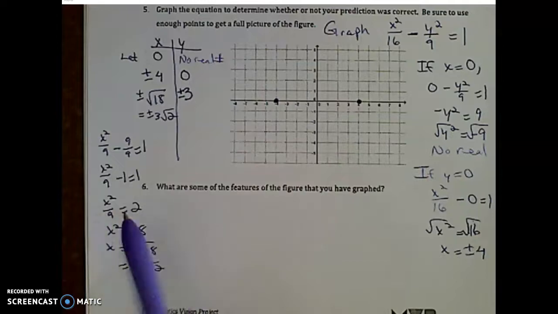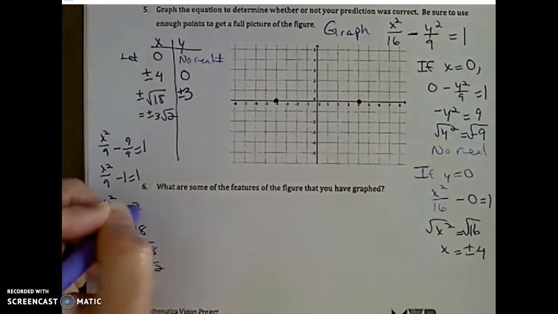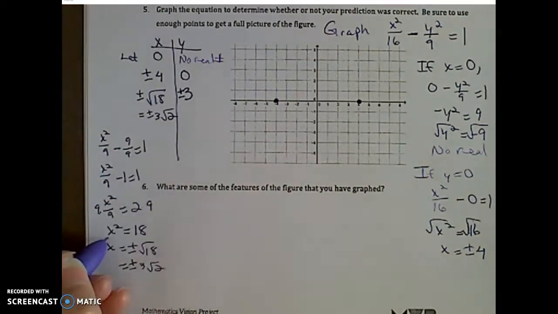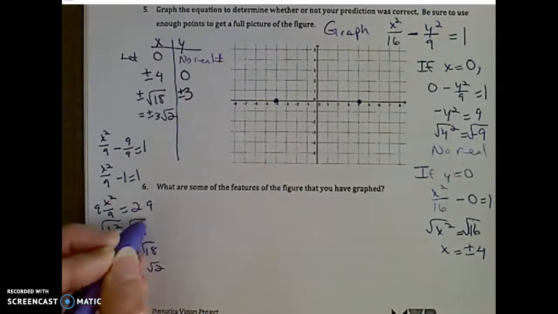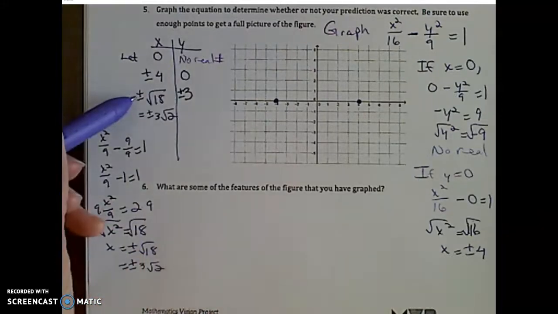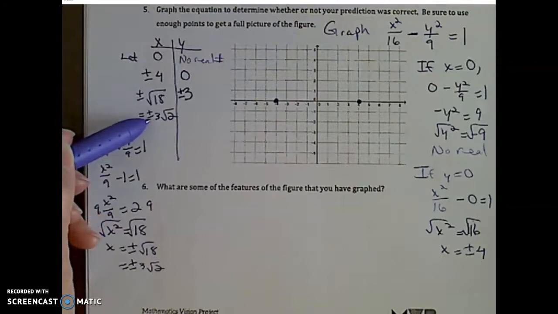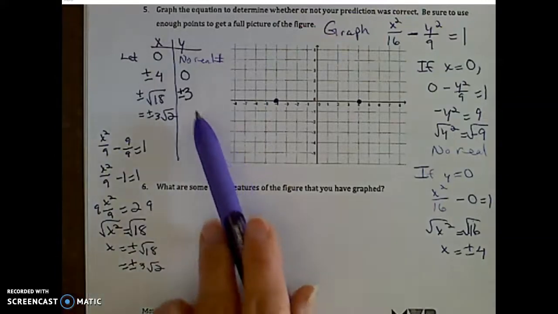Multiply both sides by 9. And I'm right here, that x squared is equal to 18. Take the square root of both sides. And x equals plus or minus the square root of 18 for my decimal approximation. You could simplify that to plus or minus 3 root 2. Alrighty.